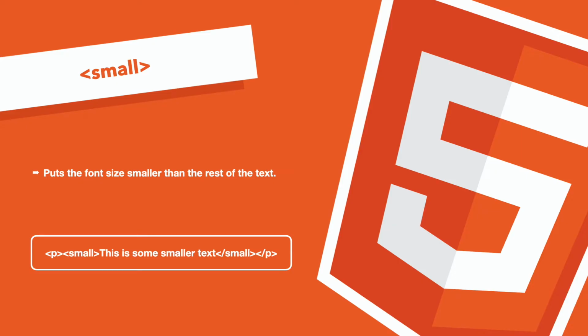Next we have the small and big tags. If you want to put your font size smaller than the rest of the text, then put the content within small tags, and the big tags for the larger text. The big tag was supported in the earlier version of HTML, but it is no longer supported in HTML5. So in order to create bigger text elements, we can use the heading tags or CSS styles.